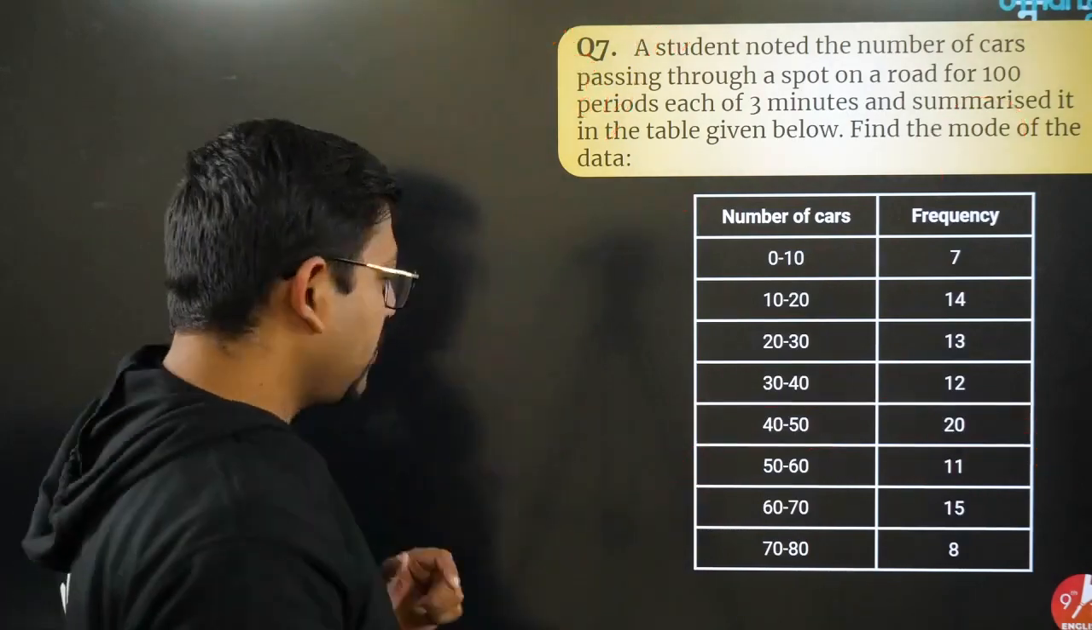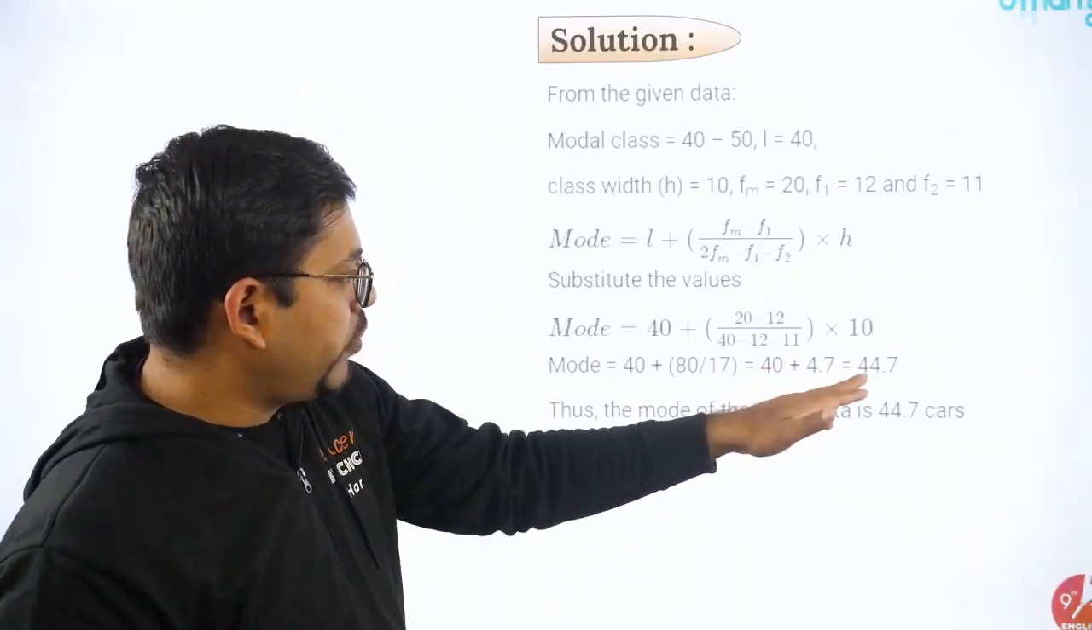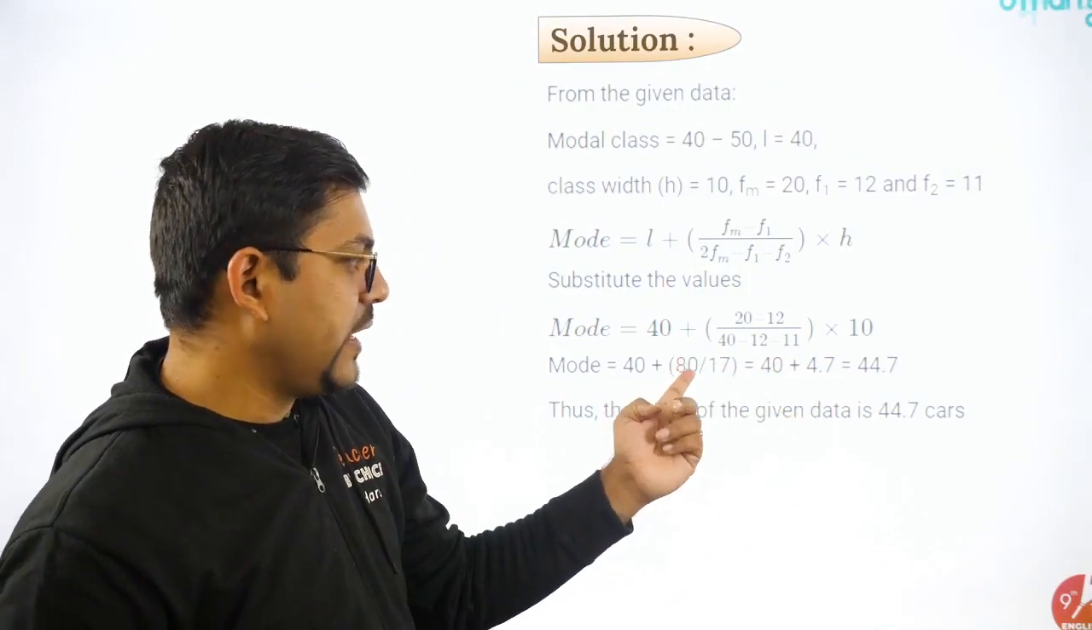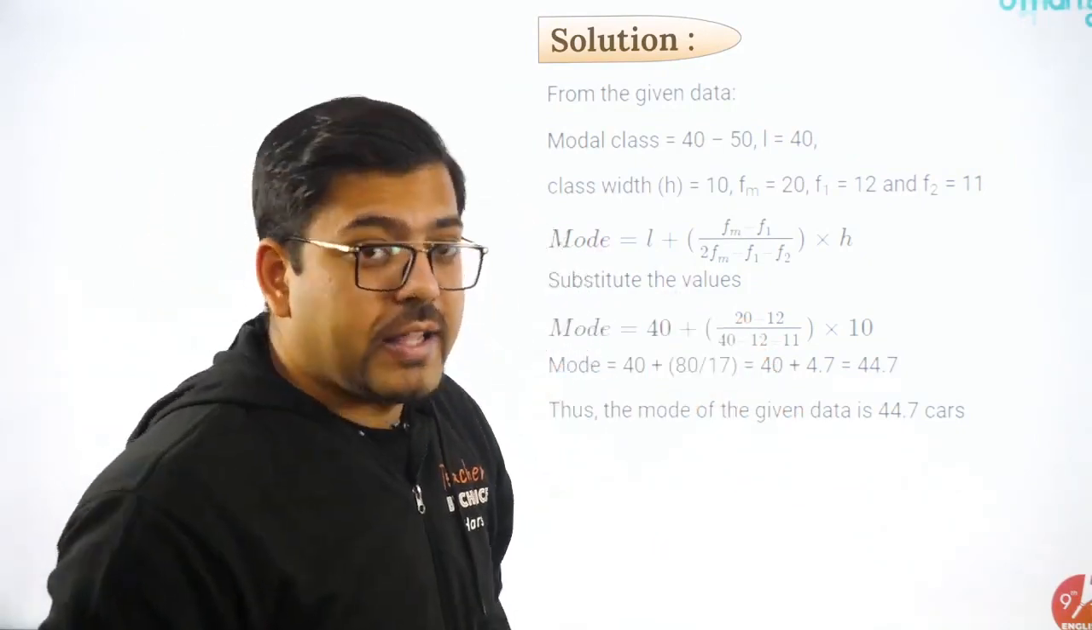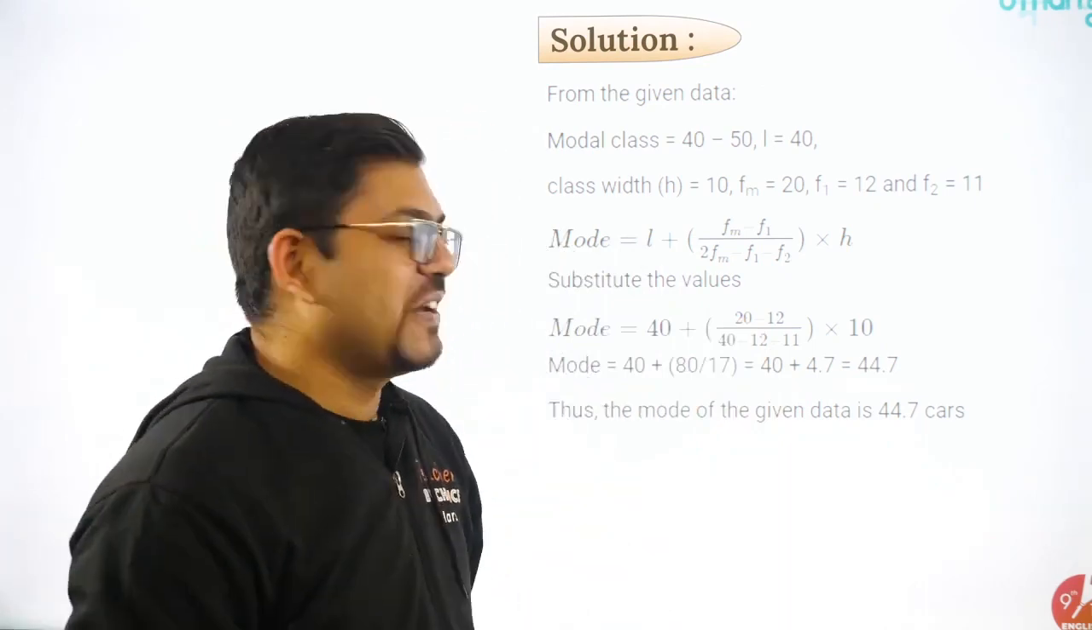Chalo guys, so moving on. 44.7, yeah, 4.7 was something around 80 by 17, so it's something around 4.7. And hence you have to calculate it. Chalo, moving on to the next.